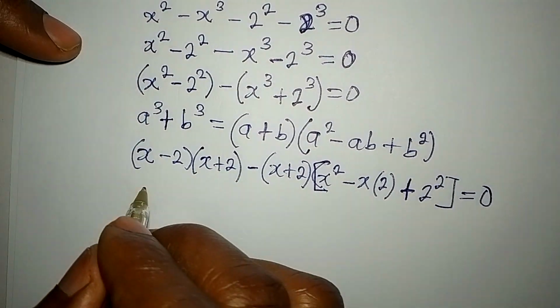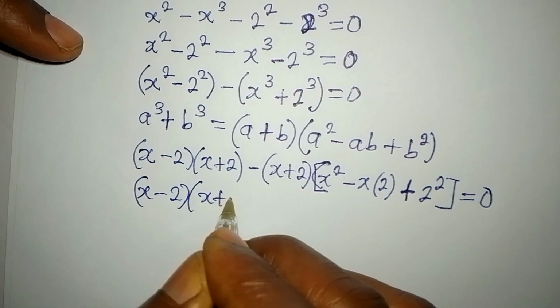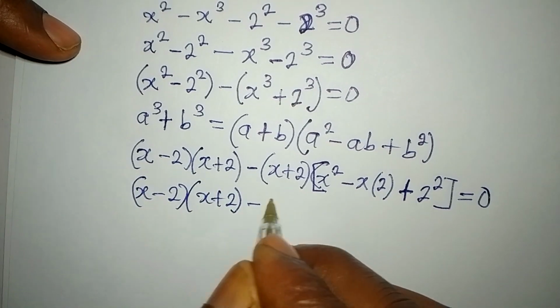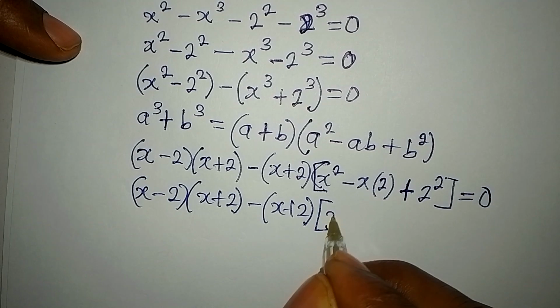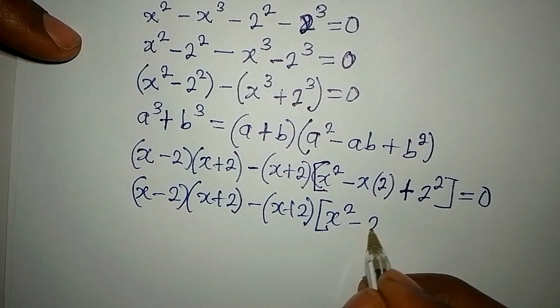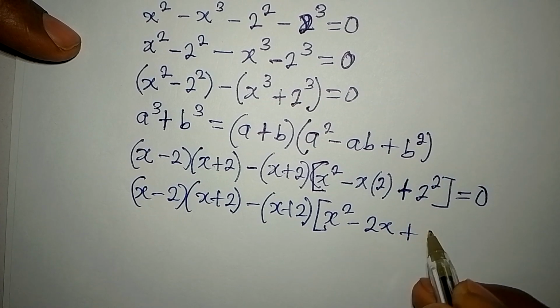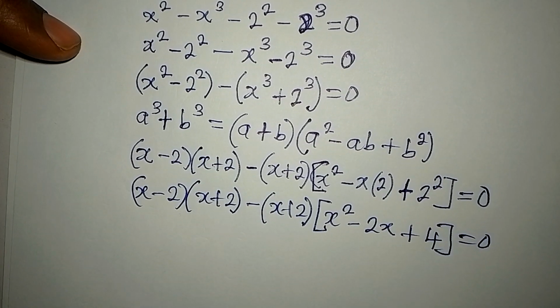Let's continue. We have x minus 2 into x plus 2. Close this. Then minus x plus 2, close, into x squared minus x times 2 will be 2x, then plus 4. This is equal to 0.